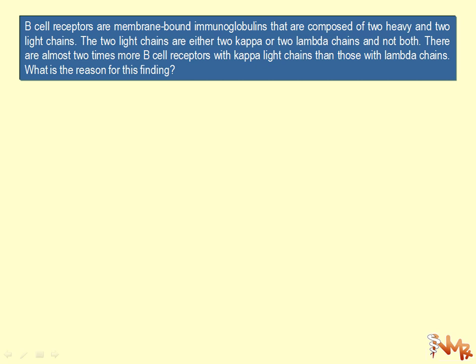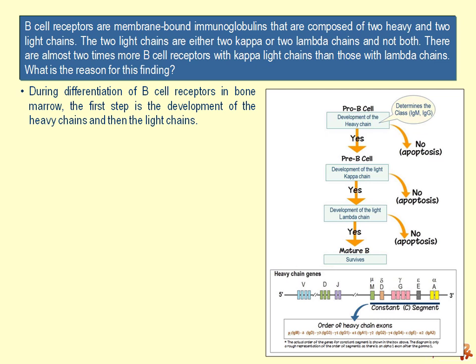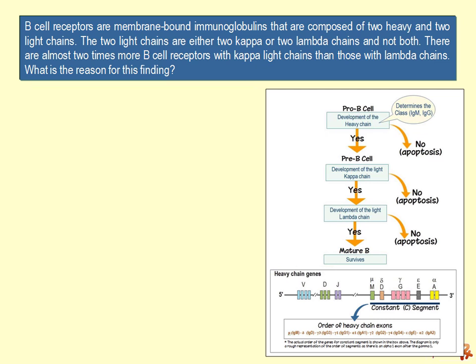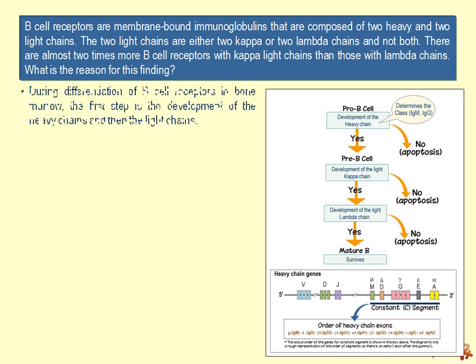What is the reason for this finding? Well, I'm going to be referring to this diagram for you, and at the bottom of the diagram I'm showing the spatial location of V, D, J, and then mu, delta, gamma, epsilon, and alpha segments sequentially from 5' location on the chromosome to 3' location. During differentiation of B-cell receptors in bone marrow, the first step is development of heavy chains and then light chains.